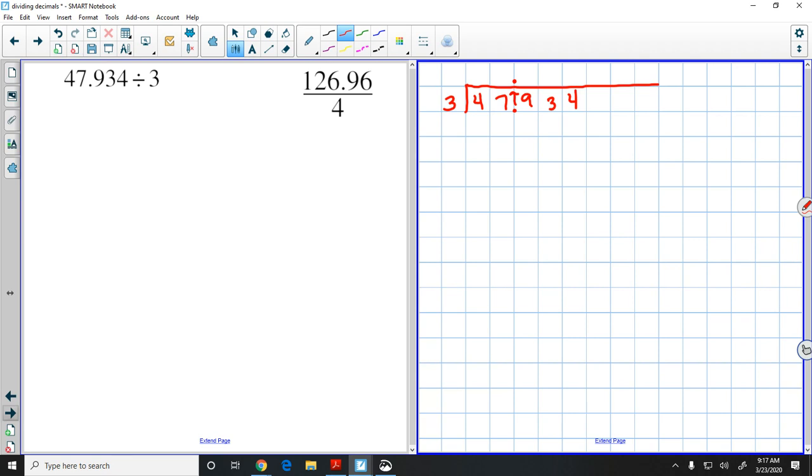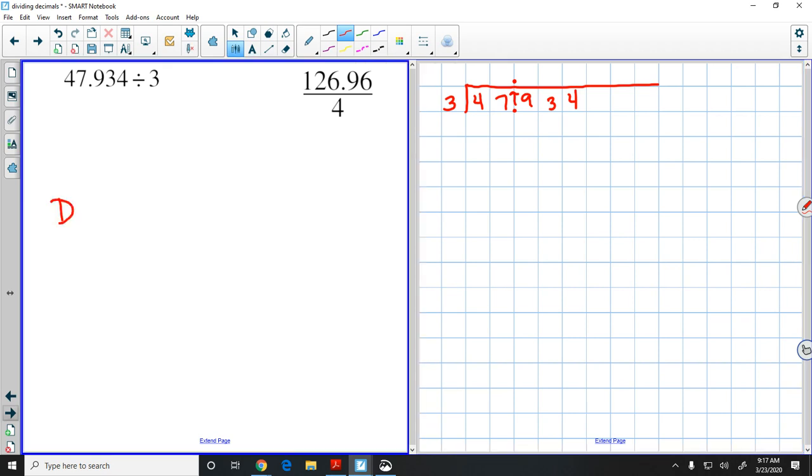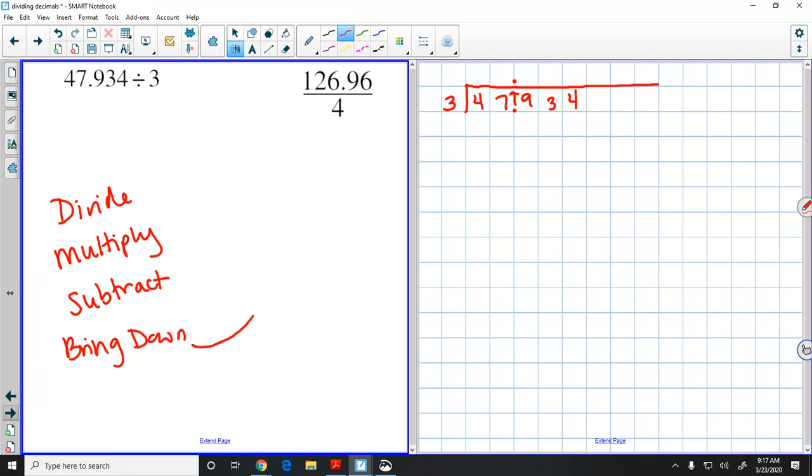And then we're going to remember our rules. Do you remember our rules? You divide, multiply, subtract, bring down, and then bring it on back and start all over again. All right, so we're going to divide.